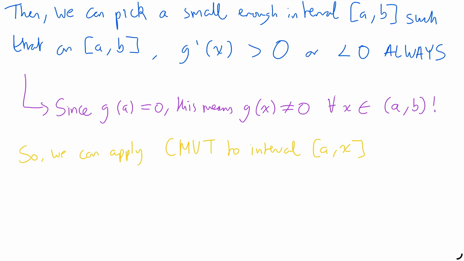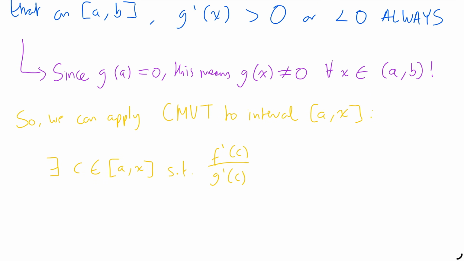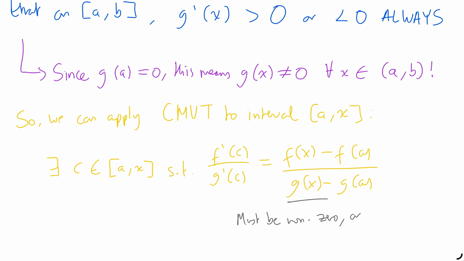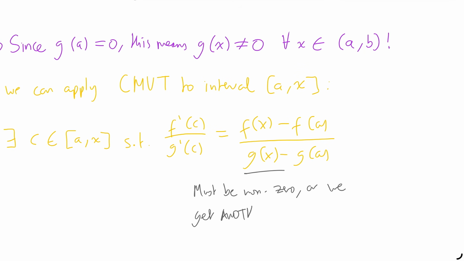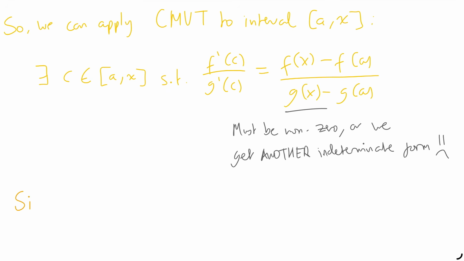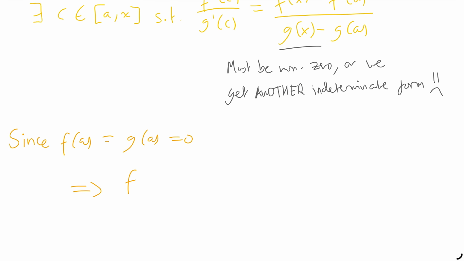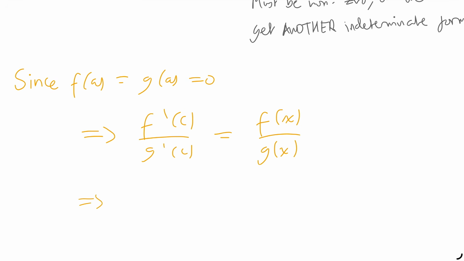Now this is the part where it's important that g of x is non-zero, because if it wasn't, then our denominator, g of x minus g of a, would become 0 minus 0, and we'd be dividing by 0, which means that we'd be turning our indeterminate form into another indeterminate form, which would be entirely useless. But since we know that g of x is not equal to 0, there exists some c from a to x such that f prime of c over g prime of c is f of x minus f of a over g of x minus g of a. And since from before f of a is g of a, which is just 0, we get that f of x over g of x equals f prime of c over g prime of c.